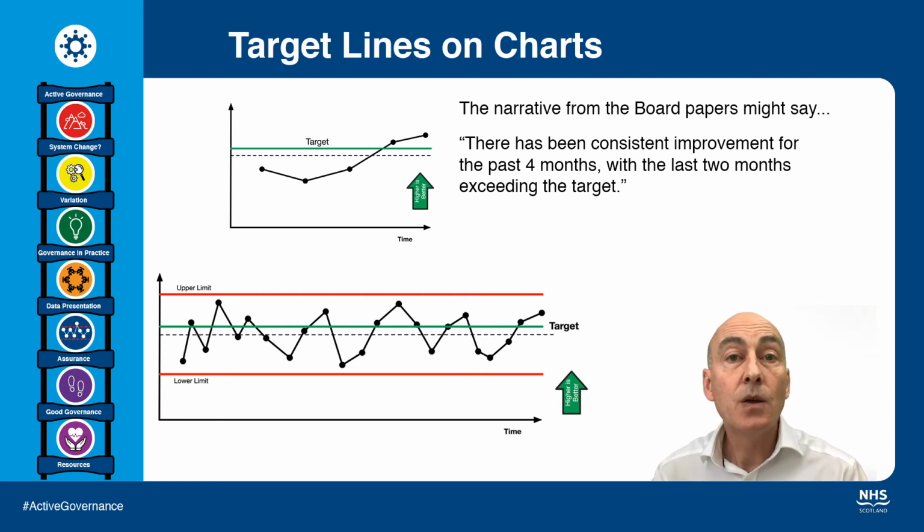And that means with a target line in the middle, sometimes we meet it and sometimes we don't. It is just luck. That system noise means that sometimes we're above target and sometimes we're below it. And we shouldn't get excited and we shouldn't get depressed, depending on whether we meet the target or not. We have to understand the variation first before we can then look at the targets, the assurance part.